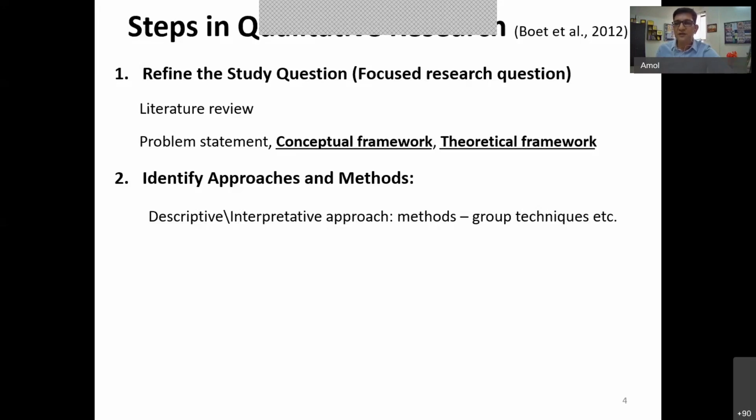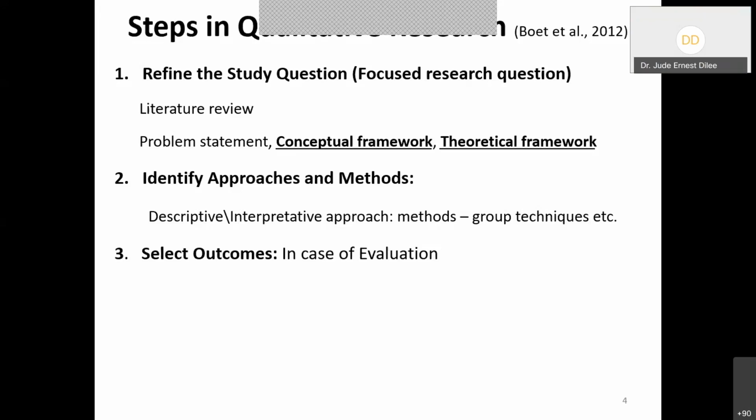I'll come to these points later as we see the comparison with quantitative. Then comes a point where we have to ask a question: what I'm doing, is it research or evaluation? Research means test hypothesis. Evaluation means you look at whether your program was effective or not, and whether you achieved your desired outcome. So if you are doing an evaluation, you have to think of which outcomes you are looking for. In that case, your questions frame around those outcomes, rather than coming from literature; they come from your outcome chain.